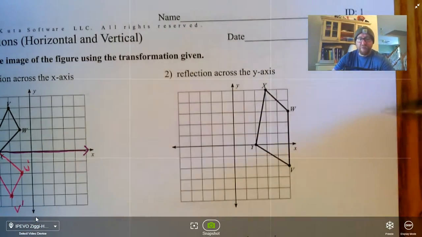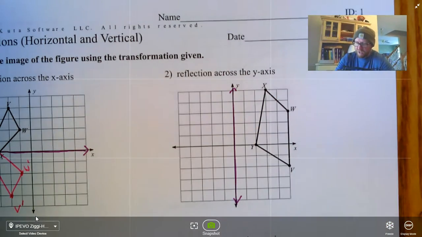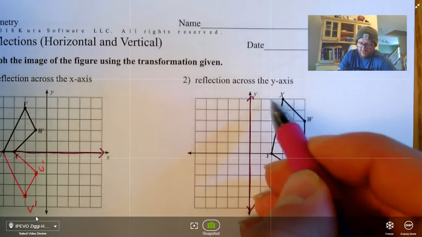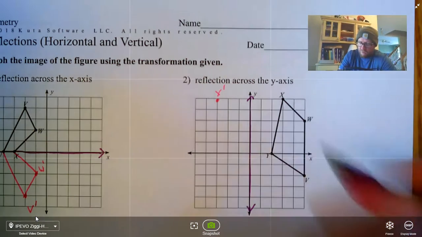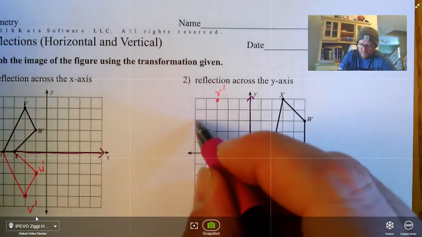Let's take a look at another one. Here we're reflecting across the y-axis, so first I'm just going to draw in that line of reflection, and then we just count how many spaces each point is from the line of reflection. So x is 3 spaces away, so 3 on the other side for its reflected image. W is 5, so 5 on the other side.